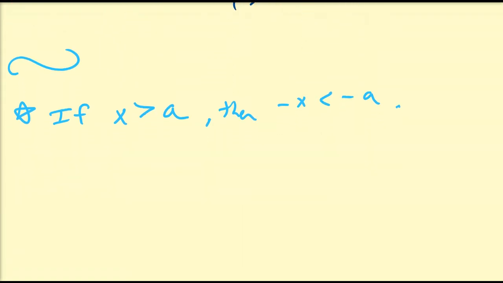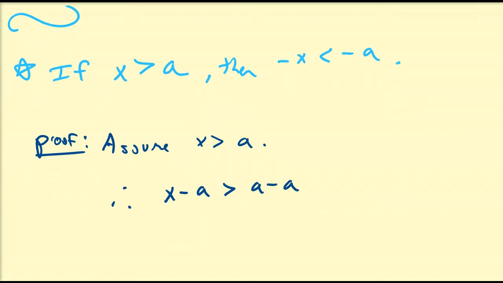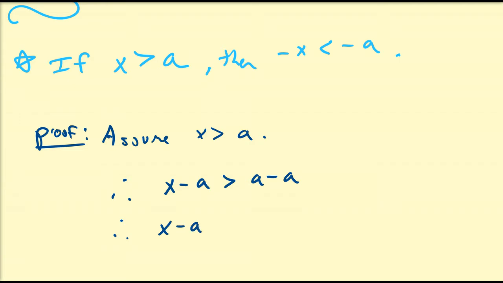So let's quickly go through a proof on how to verify that this is true. Alright, so we're going to assume that x is greater than a. So if this is true, what we can do is subtract a from both sides of this inequality. So x minus a must be greater than a minus a. So this implies that x minus a must be greater than 0.